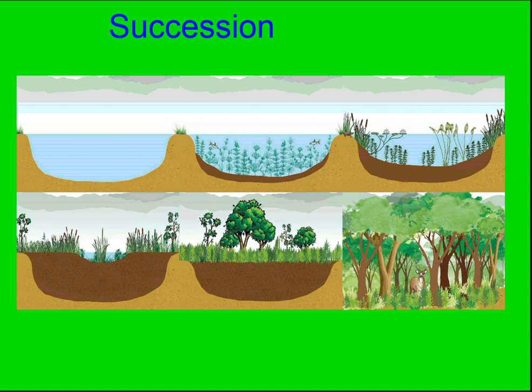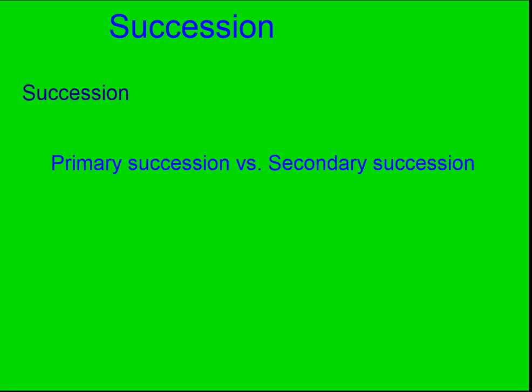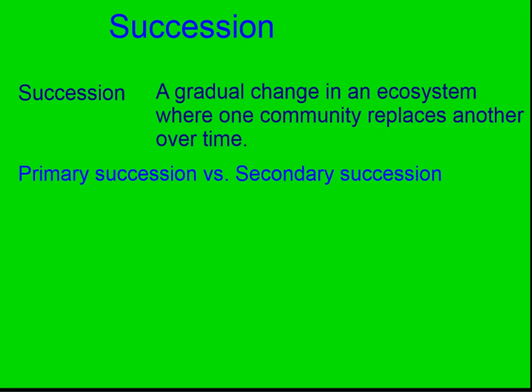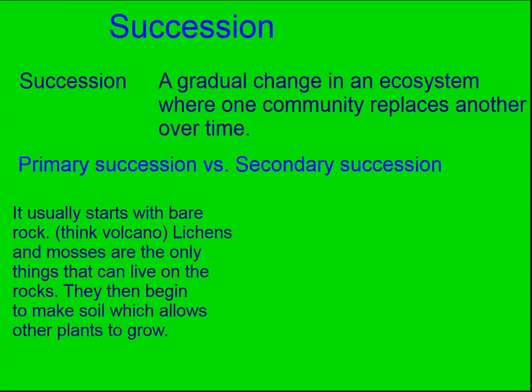Okay, let's talk about succession. It's the gradual change in an ecosystem over time where one community replaces another. Primary succession is where you're starting with just bare rock. The pioneer species, like lichens and mosses, can grow right on the rock. They then start to create the soil. With soil come other species, like the grasses would come next, and then plants, small bushes, and trees.